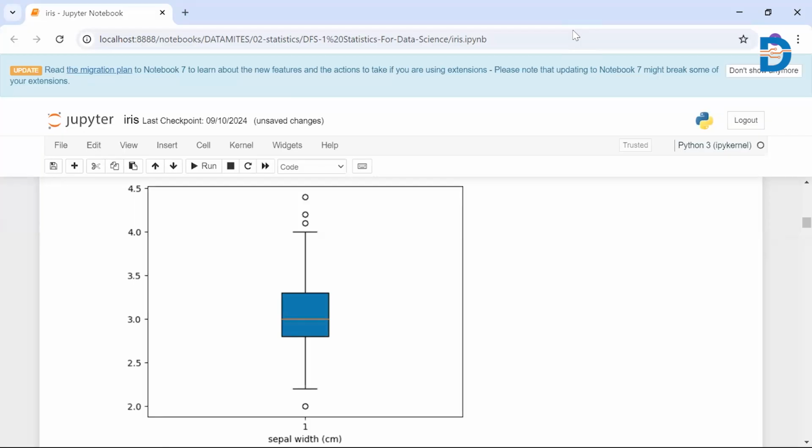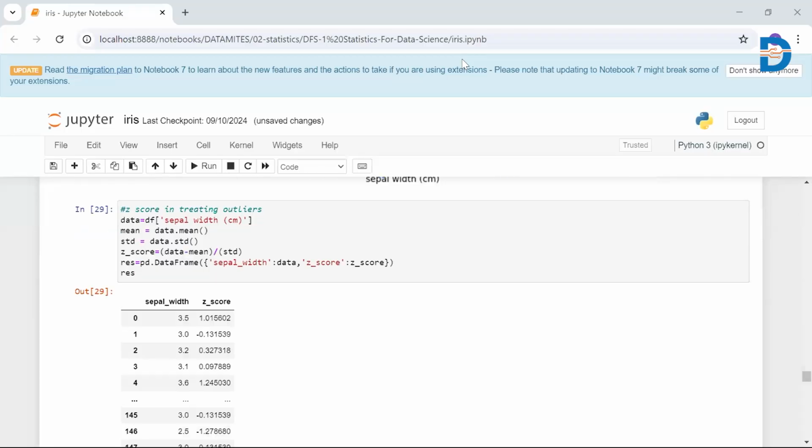Next, we are going to see how to handle outliers using z-score. So the z-score formula is x minus mu divided by sigma, right? We are going to consider sepal width. X is nothing but the sepal width column. Here we'll be passing the data, and the mean and standard deviation of sepal width have to be calculated. Z-score is nothing but data minus mean divided by standard deviation. So for each and every value of sepal width, this z-score will be calculated.